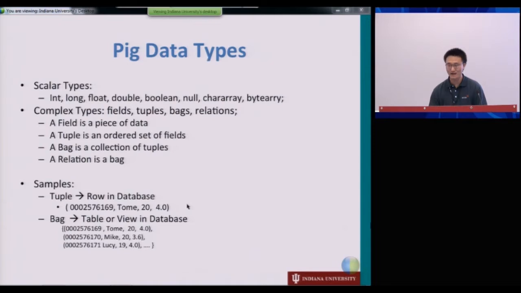The scalar type includes the int, bool, float, char array, and byte array. And the compressed type includes fields, tuples, relations, and bags. These types have some corresponding concepts in a relational database. For example, a field is a piece of data, similar to a field in a relational database table. A tuple is an ordered set of fields, similar to a row in relational data sets. And a relation is similar to a table or view in a relational database.